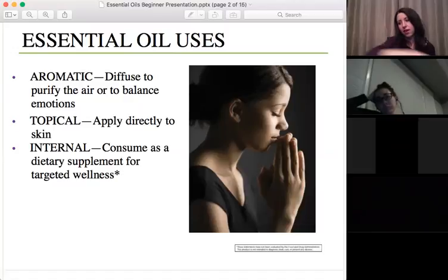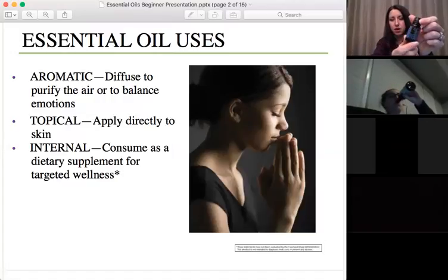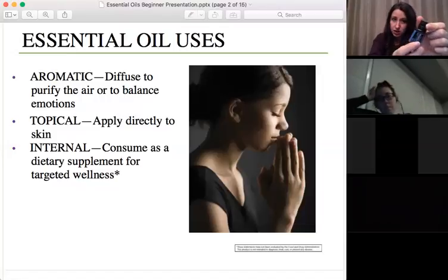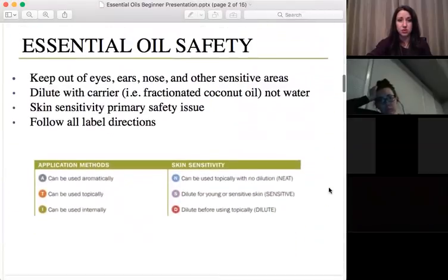If an essential oil bottle has supplemental facts on it, and this is specific to doTERRA that I'm speaking about now, it'll say essential oil supplement, and it has supplemental facts on the bottle. If it has that, then that means it is safe to ingest. So that's just a fun fact, so that you know whether or not you can ingest that specific oil. Going on to some more information about safety when it comes to essential oils.